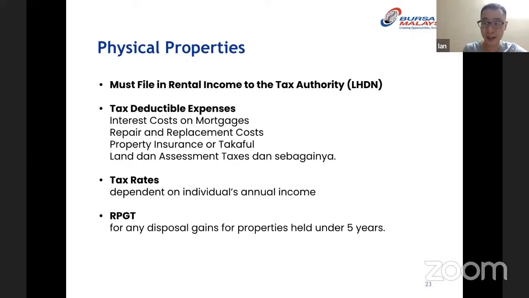And last but not least, we have land and assessment taxes. If you pay them, that's deductible. That is your cukai pintu and cukai tanah. That one is deductible. Now, when it comes to filing your income tax, the actual amount of tax that you pay on your rental income is very dependent on your annual income. It really depends on whether you have any business income, your employment income, your rental income, your dividend income, etc. You will have to tabulate all these things, and from there we will see what your tax rate is. Then we can calculate the final amount of tax that you are paying to LHDN on your rental income.